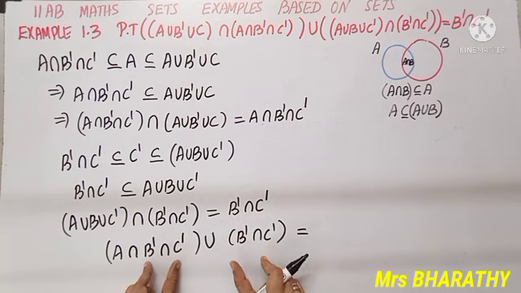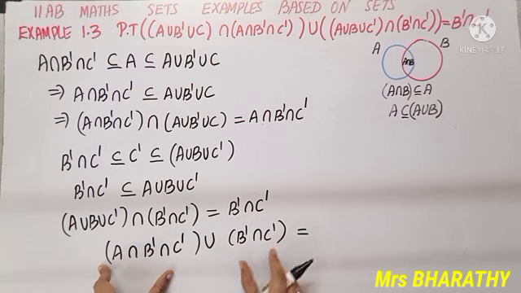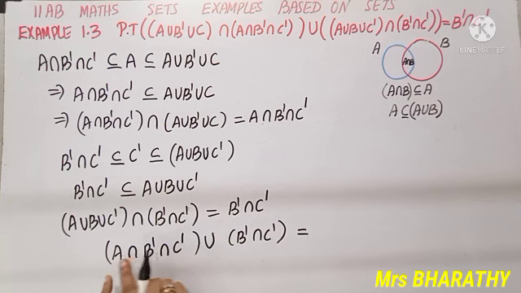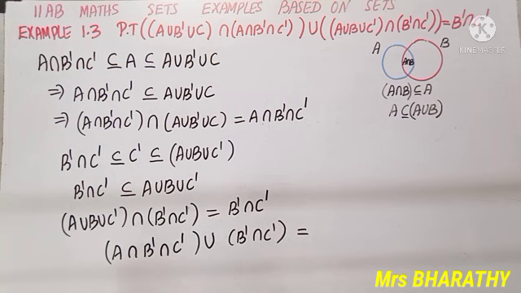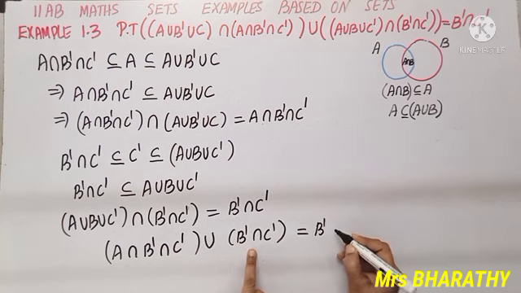Here B dash intersection C dash intersection some other set. So this is intersection, the smaller set. This is intersection but only two sets. Here is intersection with one more set. So this or this is smaller and this is bigger. My question is union. Intersection means choose the smaller. Union means choose the bigger. So my answer is B dash intersection C dash.